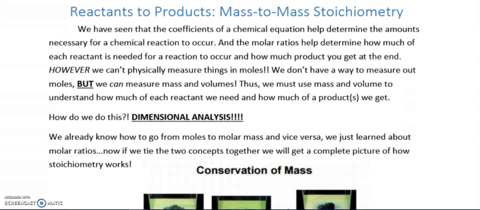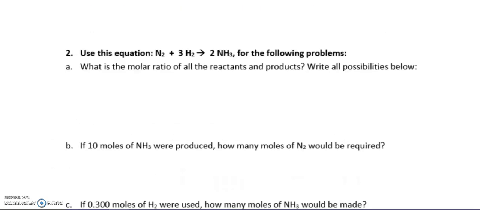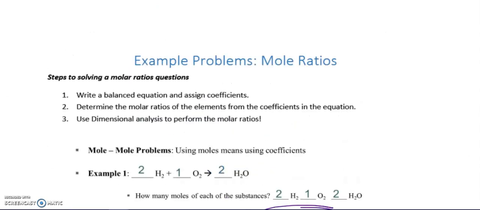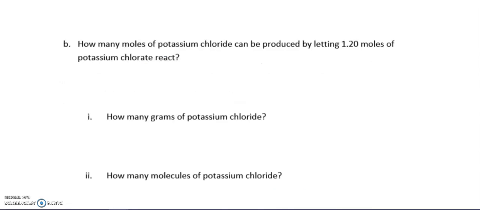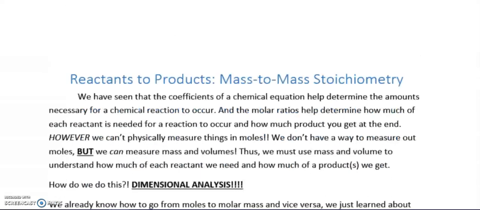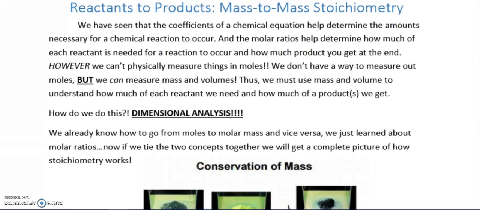So last time we did mole-to-mole stoichiometry, where we just used the molar ratios to go from one reactant to a product or from one reactant to another reactant. And you guys did that in your reading guide. Now we're going to do mass-to-mass stoichiometry because it is not very practical to start out with moles. We can't weigh moles in the lab. We can only weigh out grams. So we have to know how many grams we start with and how many grams we end up with in a chemical reaction because moles don't really help us out that much.